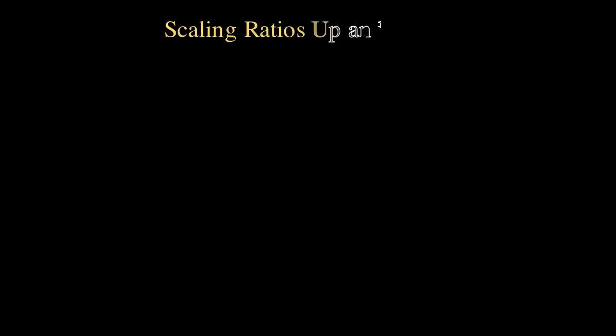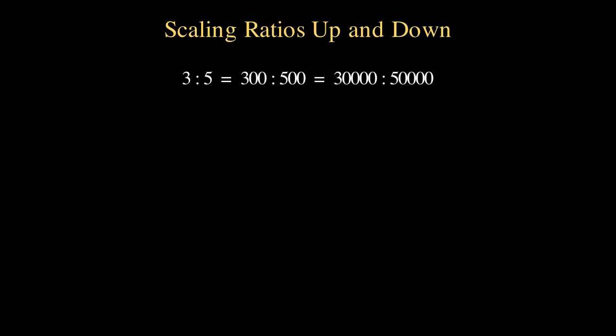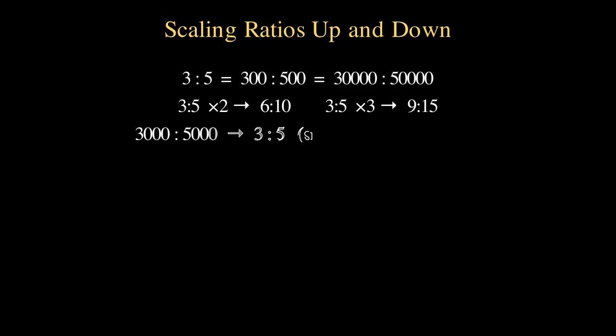Here's something powerful. 3 to 5 is exactly the same fair split as 300 to 500, or even 30,000 to 50,000. As long as we multiply or divide both sides by the very same number, the fairness of the split never changes at all. That's exactly why we shrink a ratio down to its smallest matching parts first. It's what let us turn 3,000 to 5,000 into a simple 3 to 5.